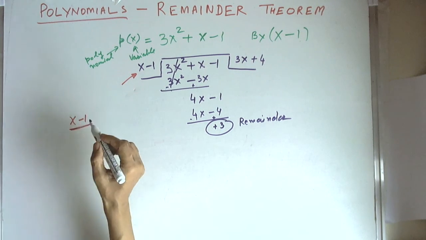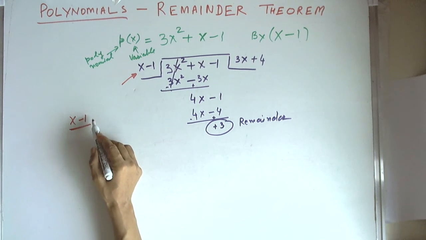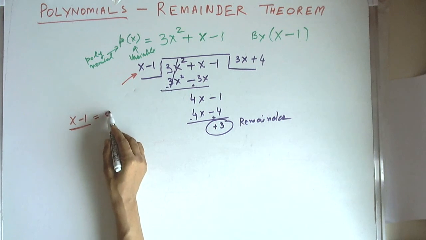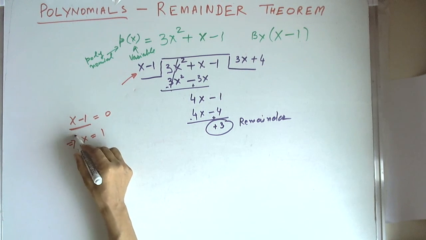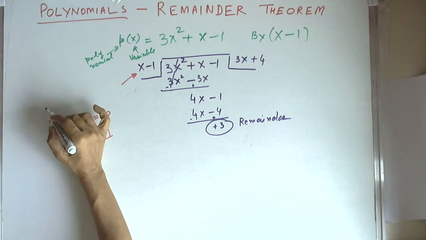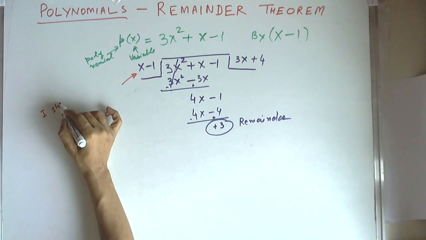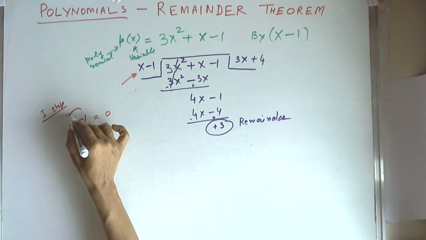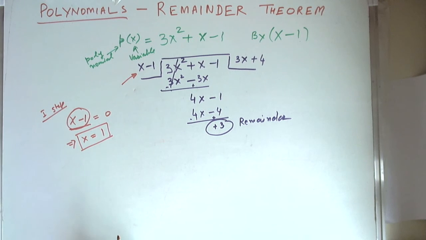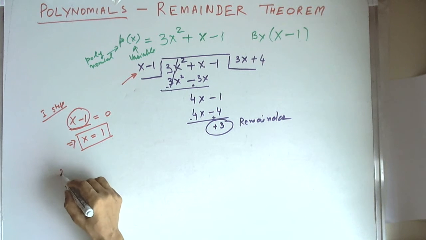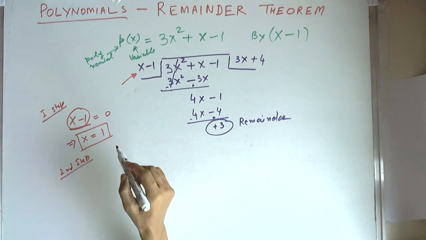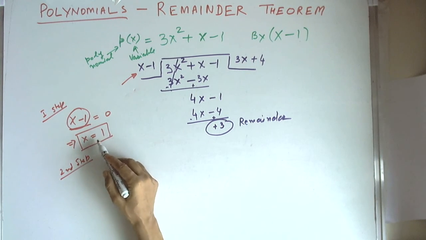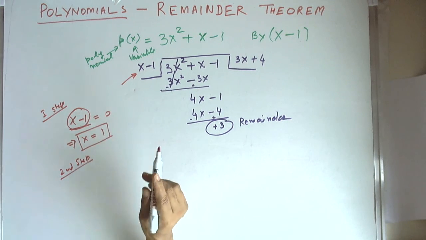Now if this is x minus 1, according to remainder theorem, we will set it equal to 0, and therefore x is equal to 1. So the first step in remainder theorem is that whatever we want to divide by, we will find the value of x by equating it to 0. Now the second step is that we apply this value of x equal to 1 into our polynomial.